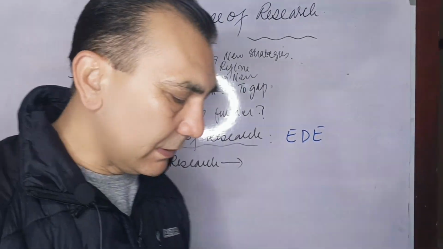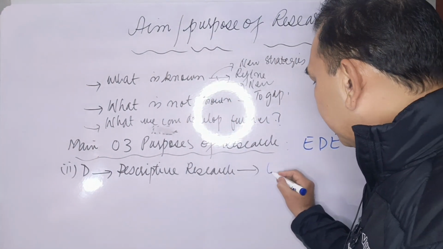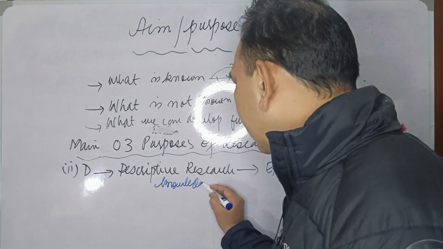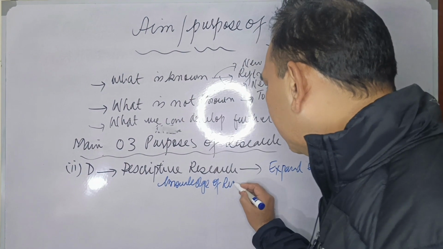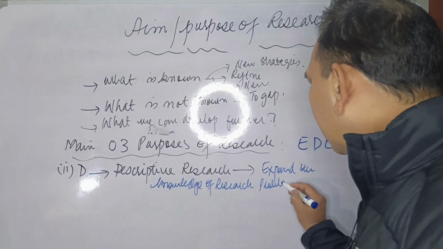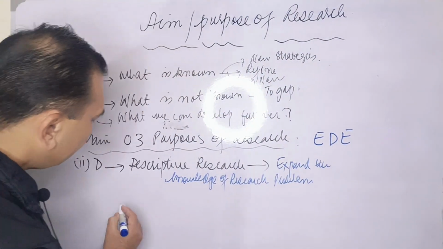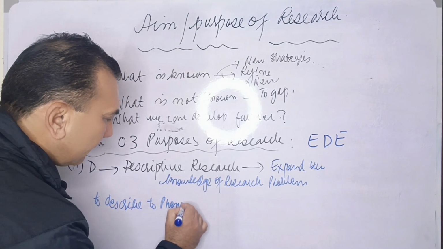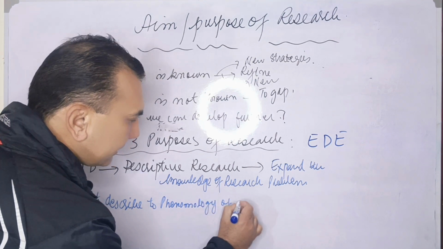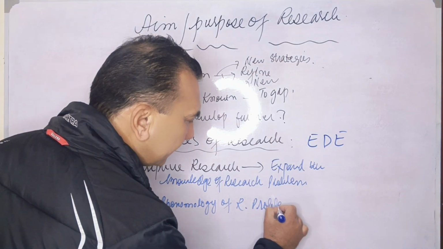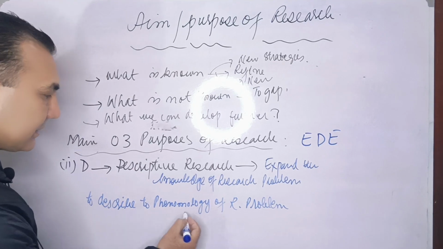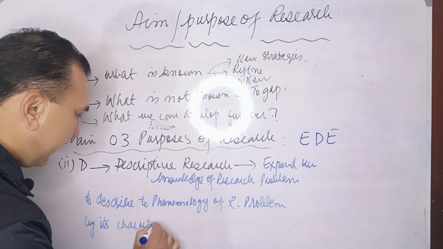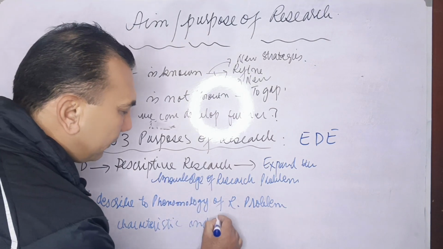In the descriptive research purpose, you are going to expand the knowledge of the research problem, to describe the phenomenology of the research problem by its characteristics and by the population.